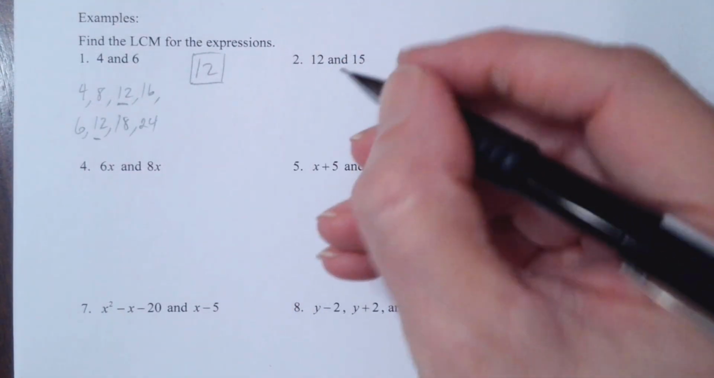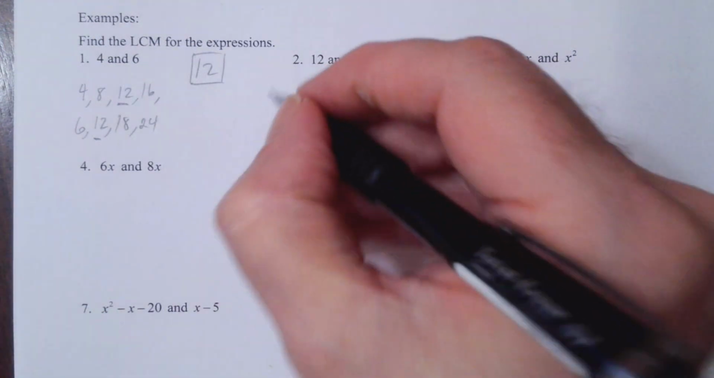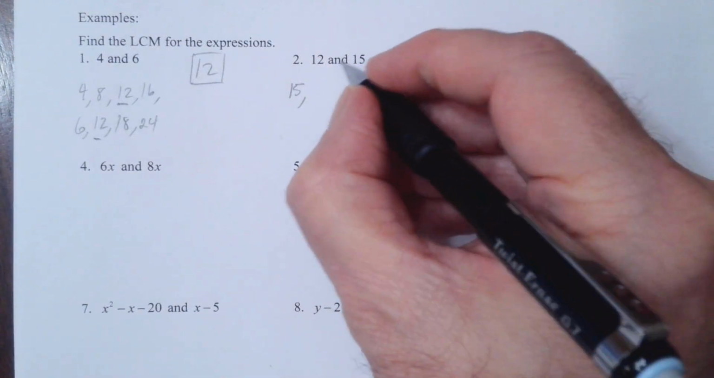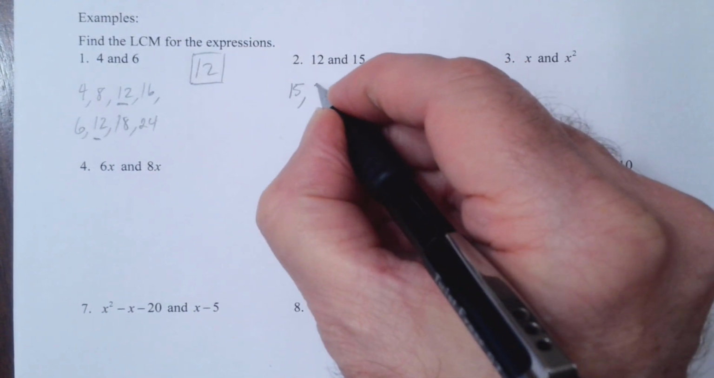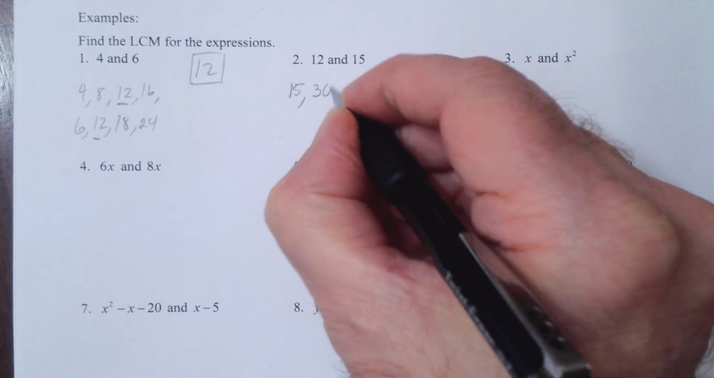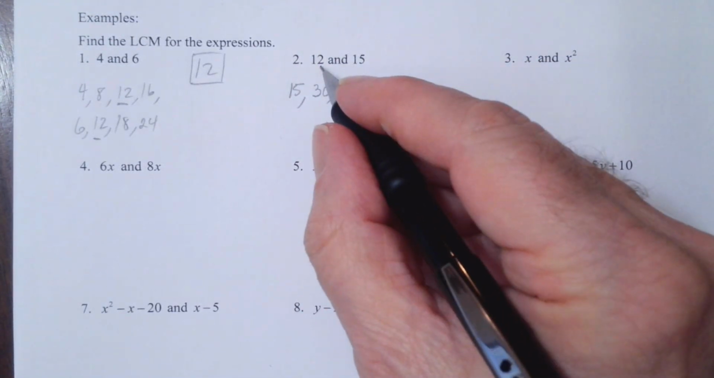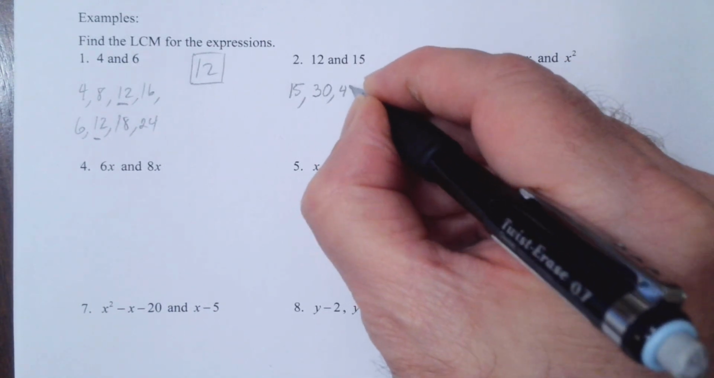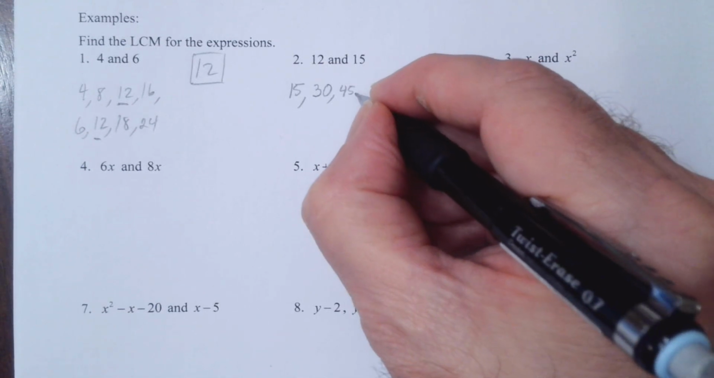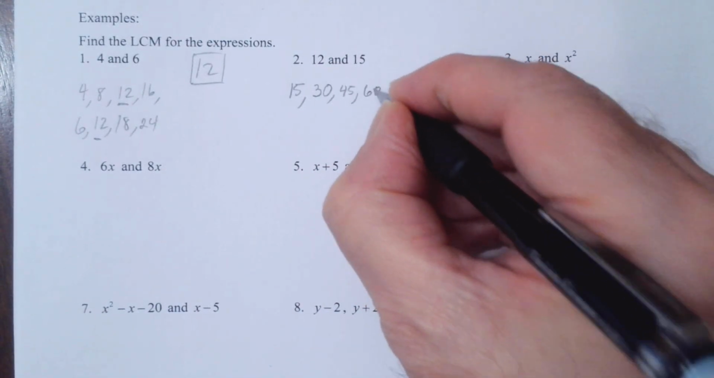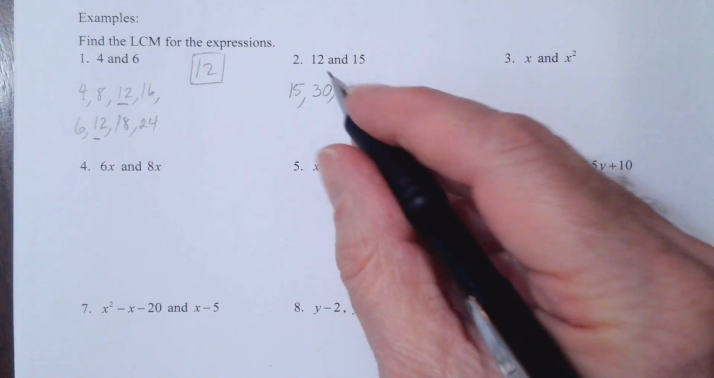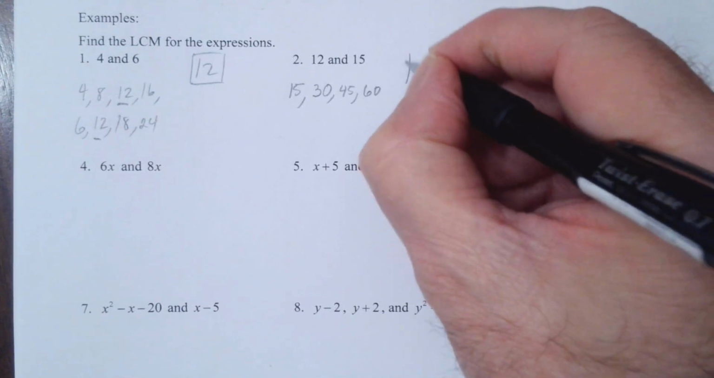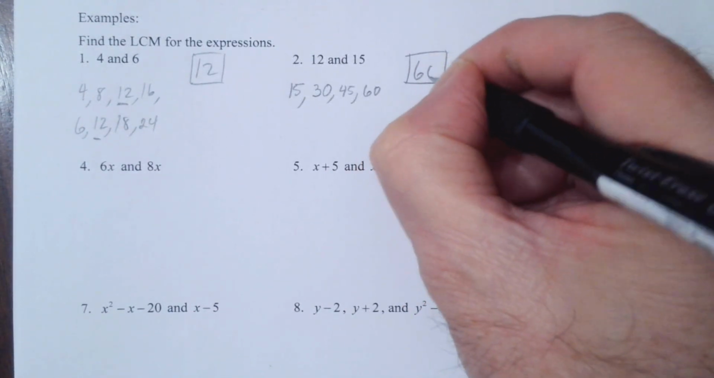All right, so I'm assuming you stopped the video. If you did that, the bigger number is 15. 15 is not divisible by 12. The next multiple of 15 is 30, which is also not divisible by 12. We'll add another 15, we get 45. That's not divisible by 12, but 60 will be. 60 divided by 12 is 5. And so our LCM here is 60.